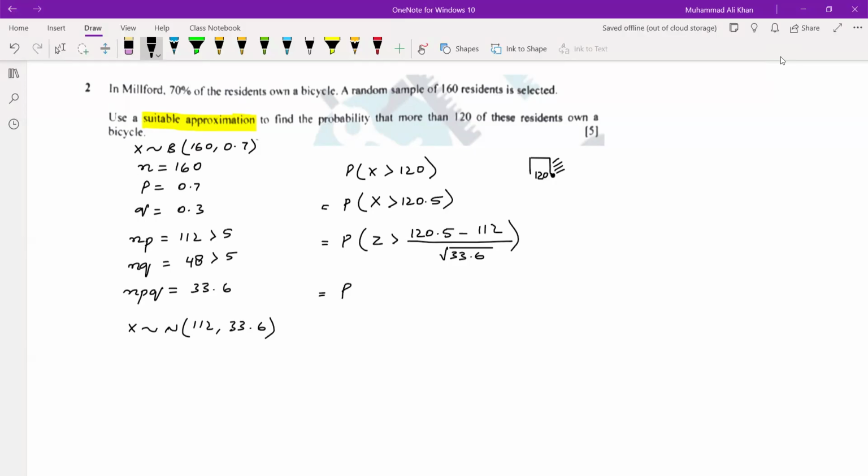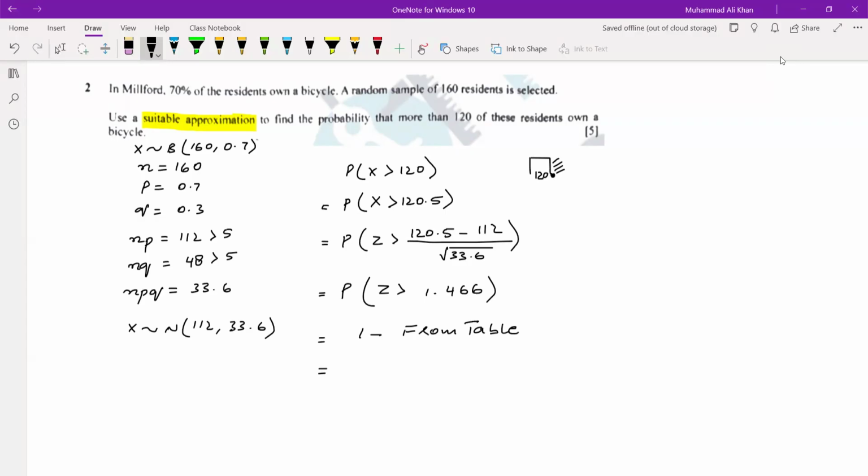Now the probability of Z greater than 1.466. We have to calculate the probability of Z greater than 1.466. Greater than positive means we have 1 minus the value from the table. Just calculate the value from the table and subtract from 1. You will get the final answer.